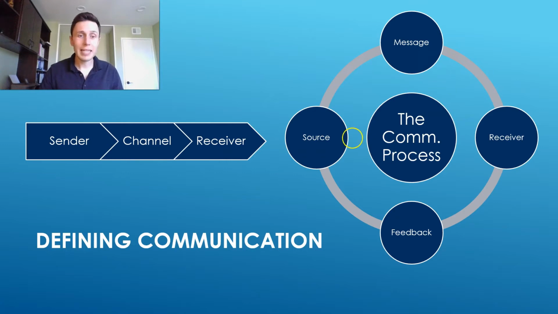Moving on then, let's look at the communication process and elaborate a little bit more. It involves a sender, a channel, and a receiver. So the sender is the source of the information. The channel is the medium. So in this case, it would be online through video, or it might be in person, or through email. Those are different channels. And then there would be a receiver on the other side of that. And the process involves a source, a message, a receiver, and feedback.